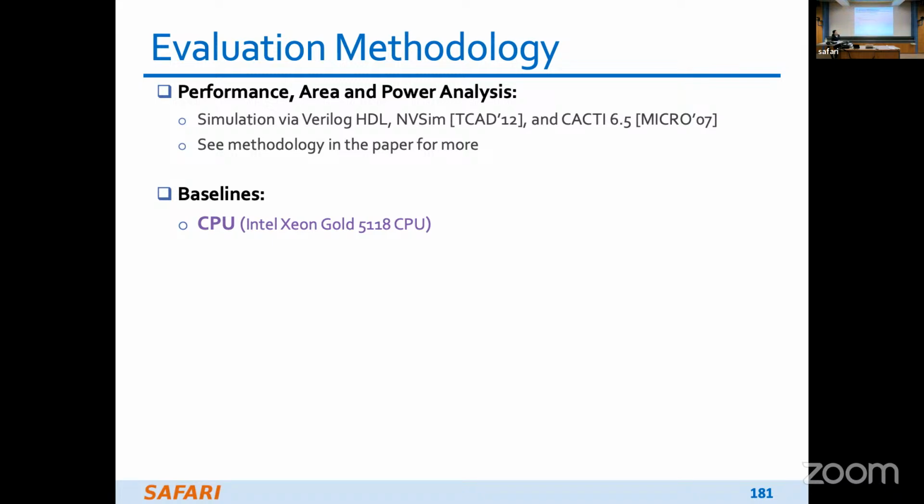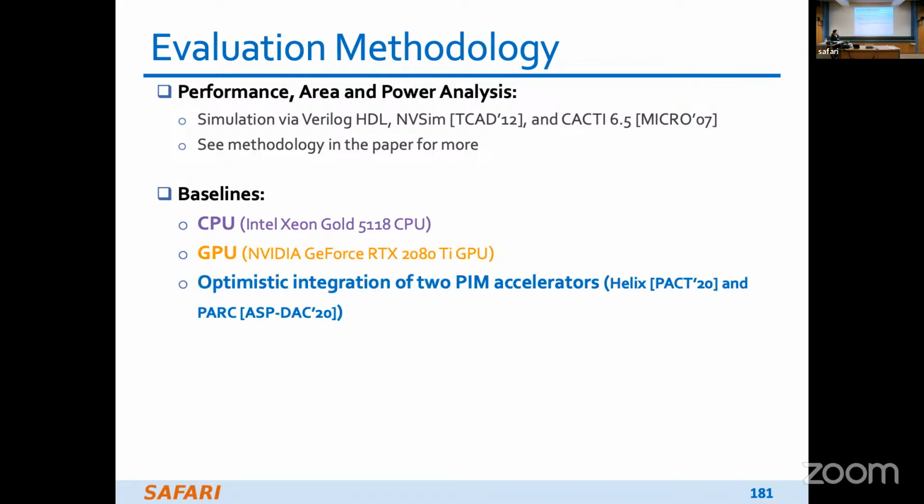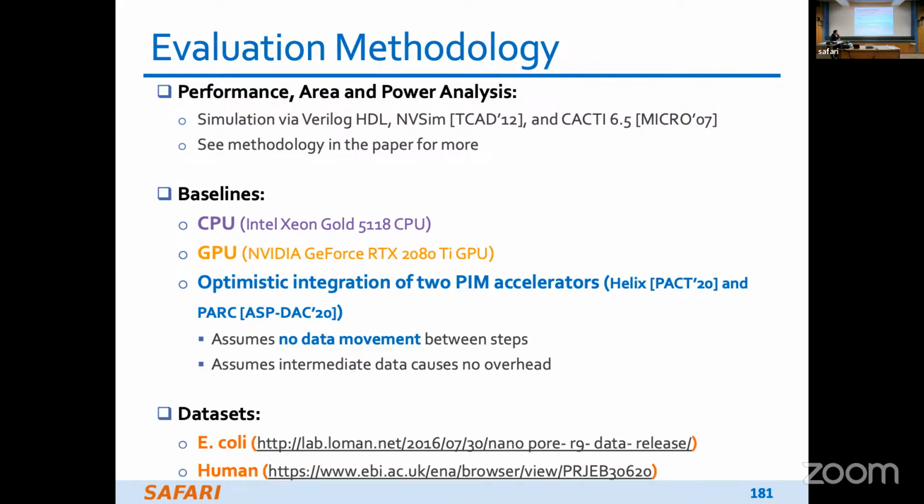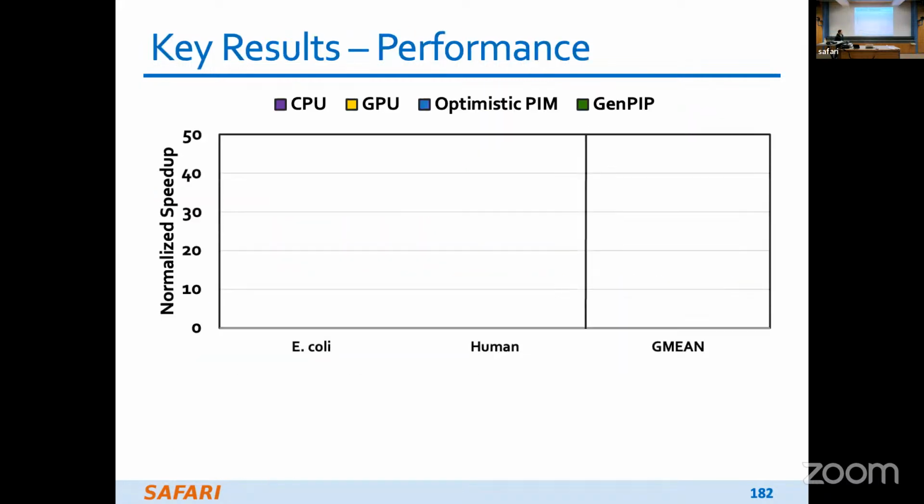The baselines in this presentation are the CPU, the GPU, and the optimistic PIM, where we assume there is no data movement between steps, and the intermediate data storage on the chip costs no overhead. The datasets we use are E. coli and human datasets, which are commonly used in bioinformatics analysis applications.